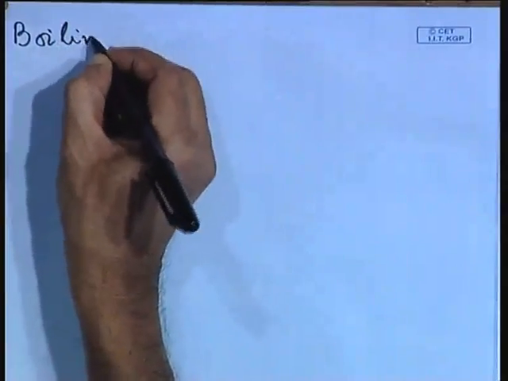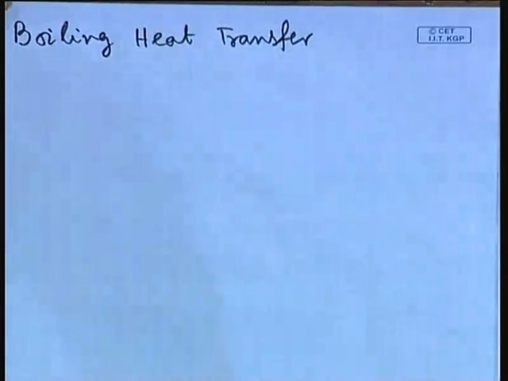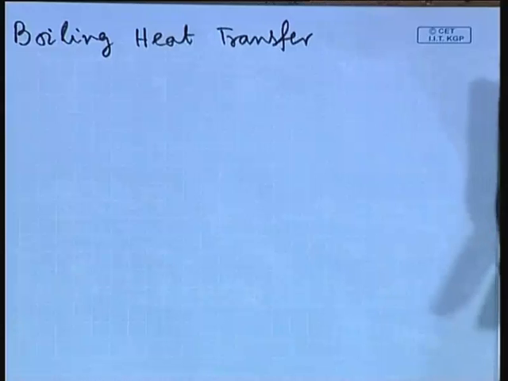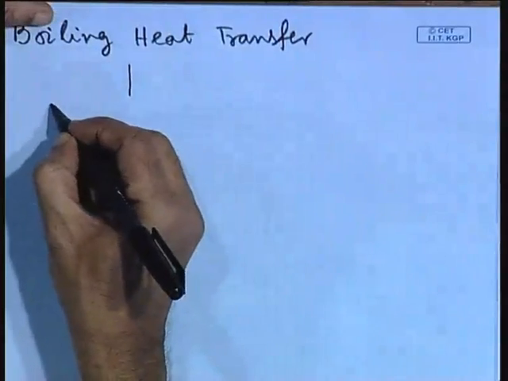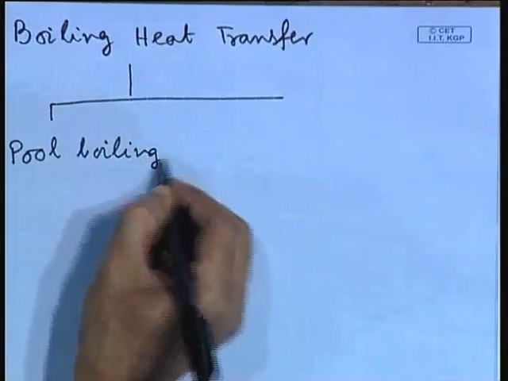So, boiling heat transfer. Again, boiling heat transfer is a very complex phenomenon and there are different kinds of boiling. So, we can make a good analysis of the boiling process if we categorize them at the very beginning and then we start discussing them from the simplest case of boiling heat transfer and then we gradually go to more complex cases of boiling heat transfer. So, boiling heat transfer, the general categorization is like this. Boiling heat transfer can be initially categorized like pool boiling and flow boiling.